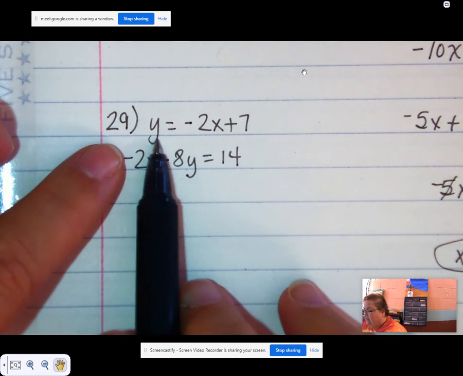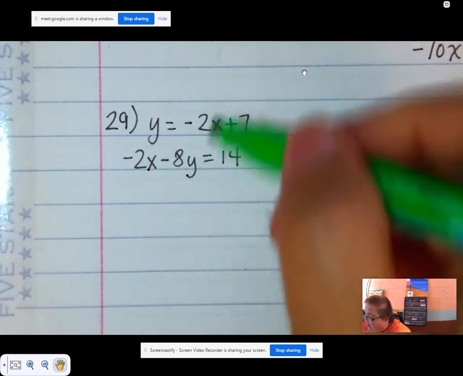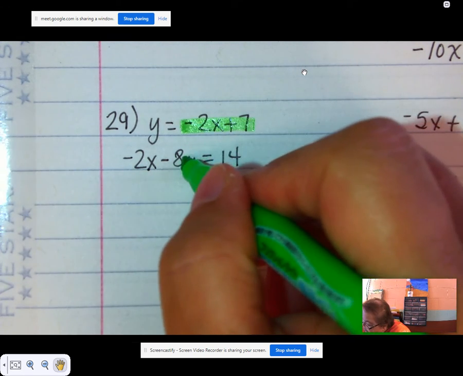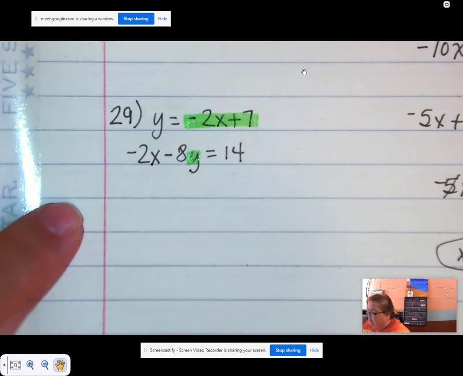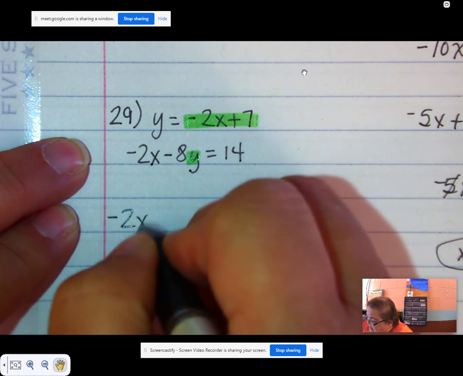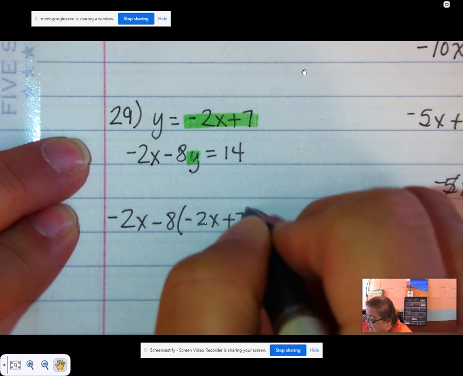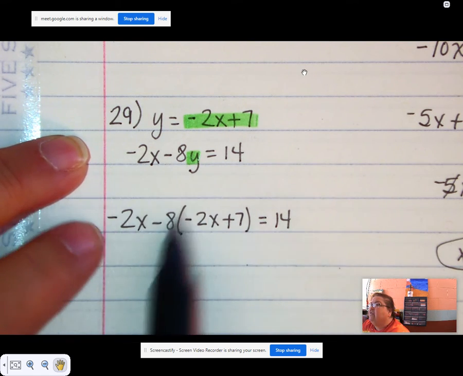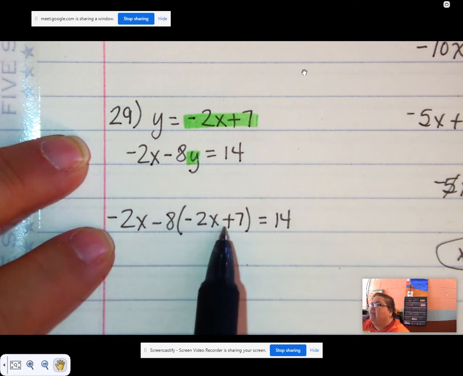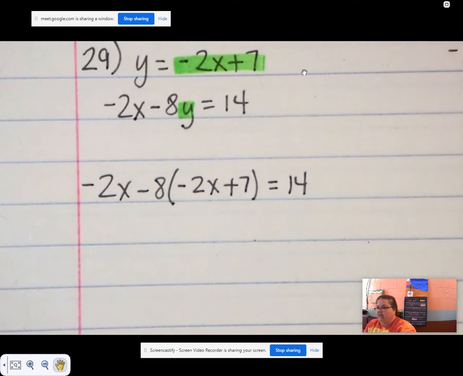Substitution says, hey, since I know what y is, I'll just substitute it into the other equation. Y is all of this that's going to go right in there. So whatever y is, we substitute in. So here's what I've got. -2x minus 8 times the quantity -2x plus 7, equals 14. So I'm writing this second equation. I'm just putting what y is in parentheses there. Okay, I'll give you a second to write that down.